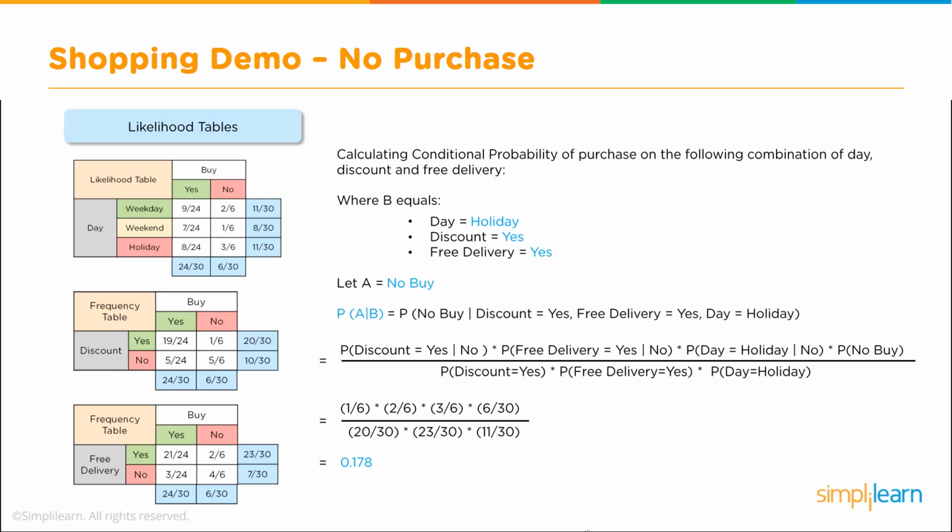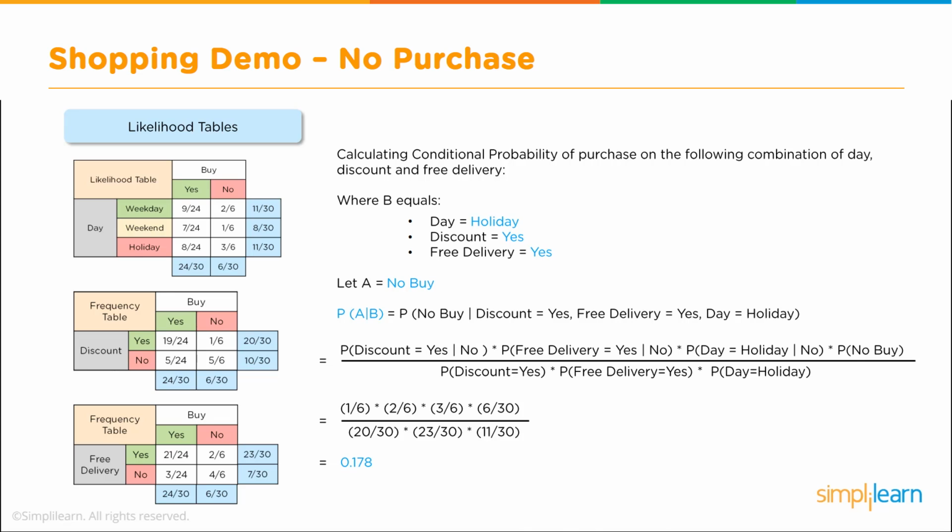So we have the probability of a discount, the probability of a free delivery, and the probability of it being on a holiday. When we plug those numbers in, we see that 1 out of 6 were no purchase on a discounted day, 2 out of 6 were a no purchase on a free delivery day, and 3 out of 6 were a no purchase on a holiday. Those are our three probabilities of A if B multiplied out.